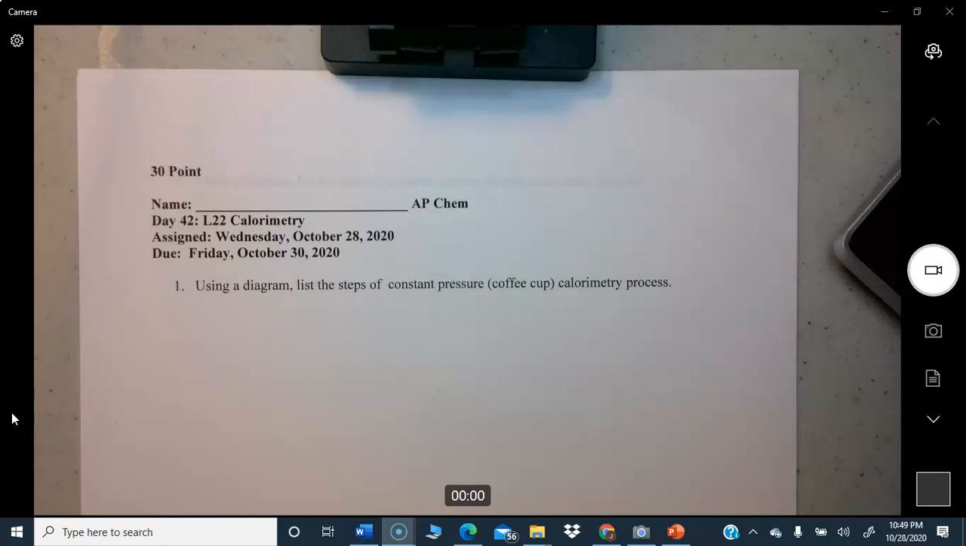All right, AP Chemistry, this is your day 42 assignment, lesson 22, calorimetry. So we're dealing with the subject of thermochemistry. Thermochemistry deals with heat that goes into or out of a chemical reaction, just that simple. The reason we're interested in heat is because that represents energy. It's the only type of energy that we deal with in chemistry.